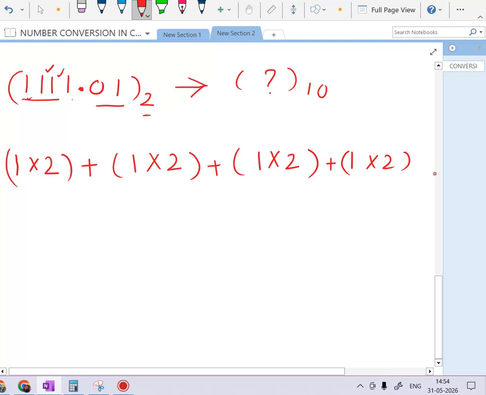Now start putting the power values. How? We'll start from 0. So it will start from 0, then come and put here 1, then 2, and then 3. Go slow, no issues, as you have just started.